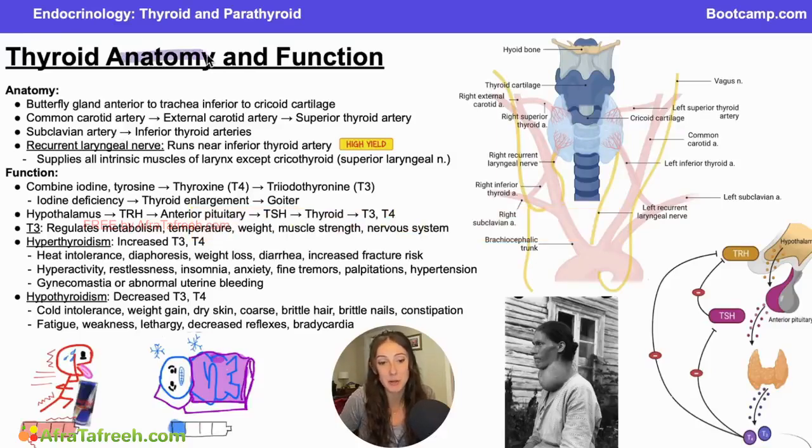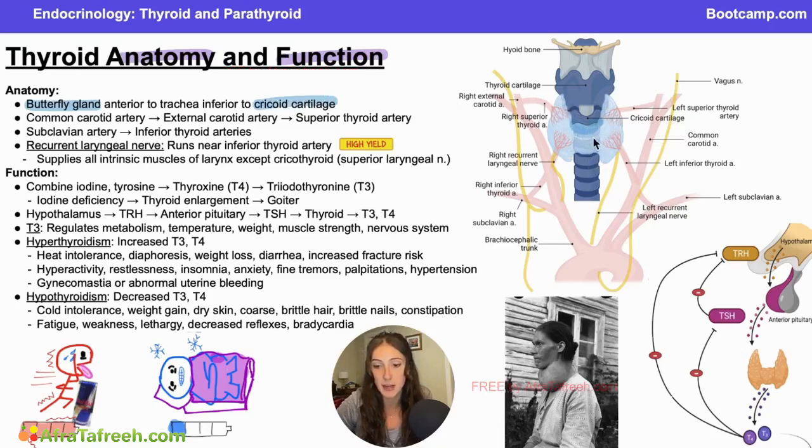In this section, we'll be going over some of the anatomy and the function of your thyroid gland, and this can show up on step 1 in a couple different ways. So first, let's talk about the location of your thyroid gland. Your thyroid gland is going to be this butterfly-shaped gland that is anterior to your trachea and inferior to your cricoid cartilage. So if you look over here in our diagram, you can see we have this butterfly-shaped gland.